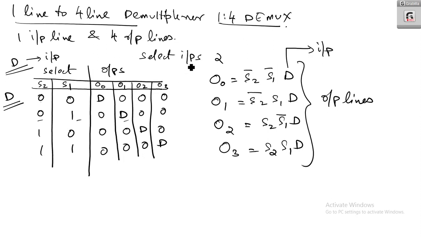And depending on the value of the selector switches, that output is getting formed. Okay. Now, how to draw a logic circuit for this? How to draw a logic circuit? So, what we have is O0. O0 is S2 bar, S1 bar, D.